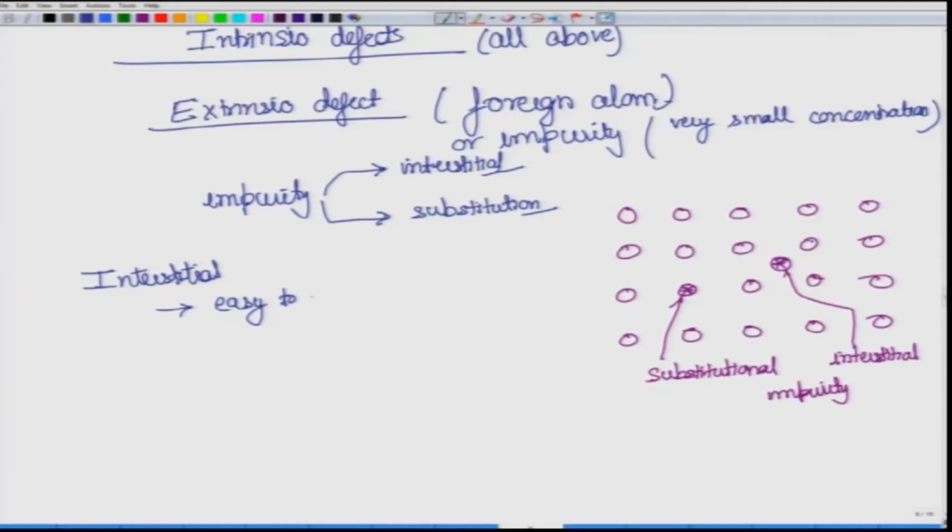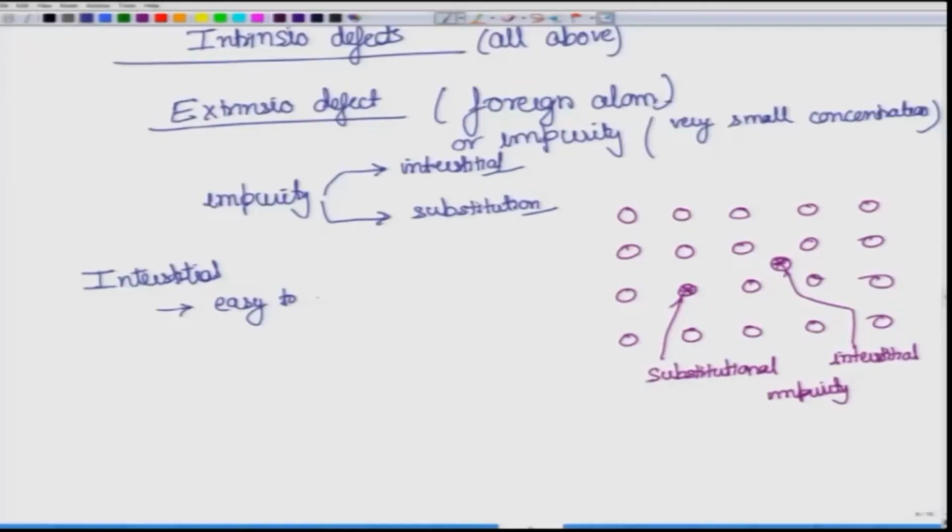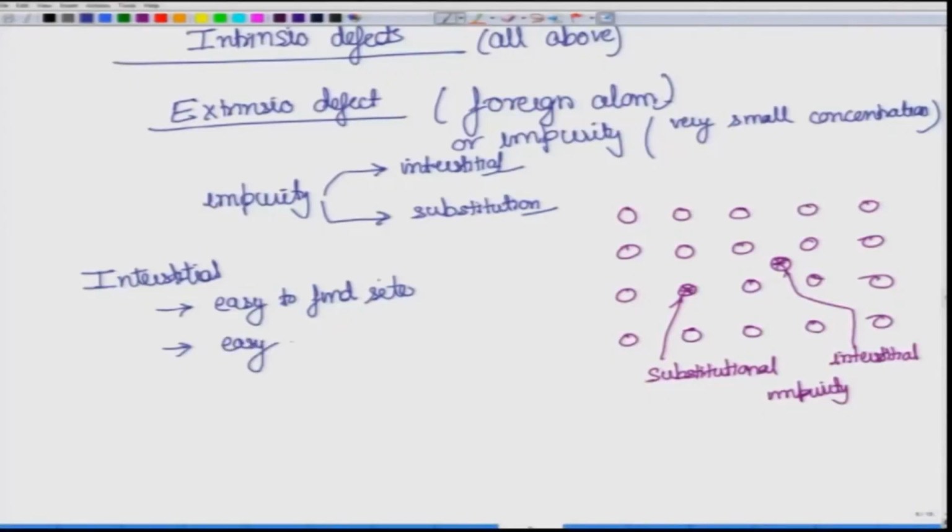If you are an interstitial atom looking for a site, then you know that there are several, because all of them are almost open. So, easy to find a site. If you want to migrate from one place to another, you need to jump and you need vacancies around. So, in effect all other sites are vacant for you. So, easy to glide or easy to move.